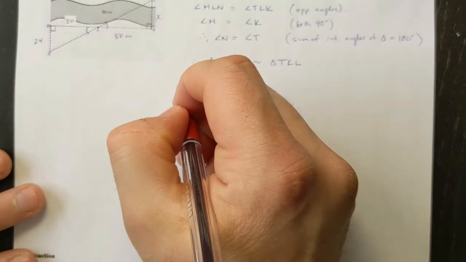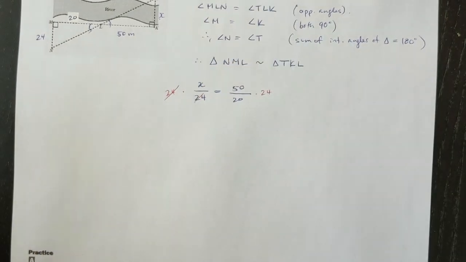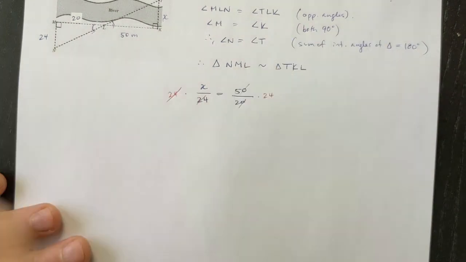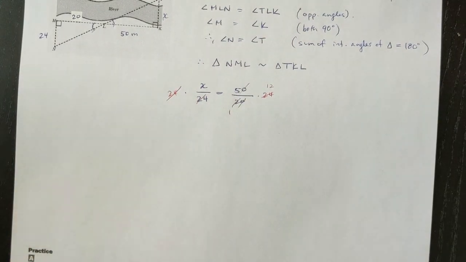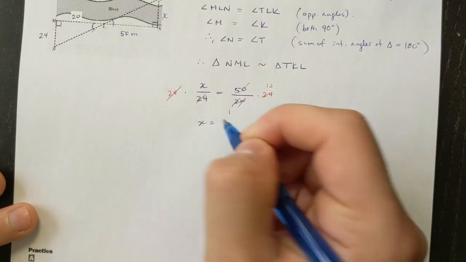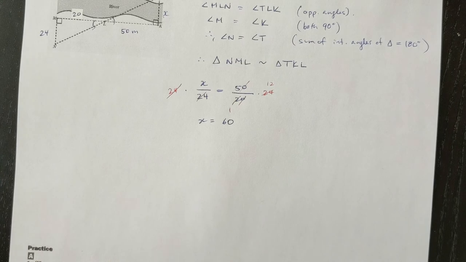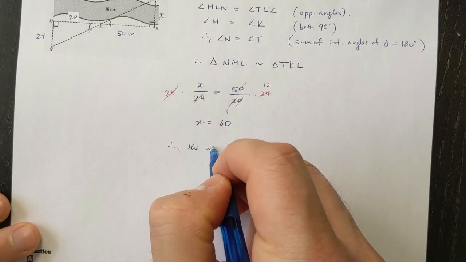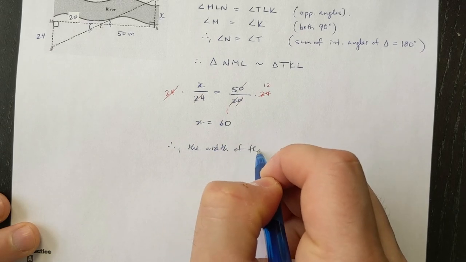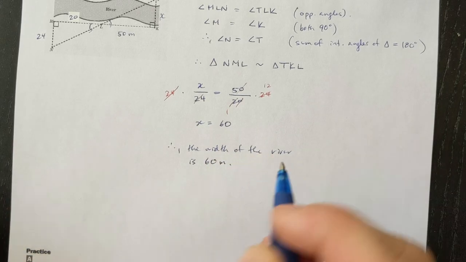Now I multiply both sides by 24. Okay. And I can simplify a little bit here. 50 over 20, get rid of those zeros. 2 becomes 1, that becomes 12, and so X is equal to 5 times 12, which is 60. So, therefore, the width of the river is 60 meters.